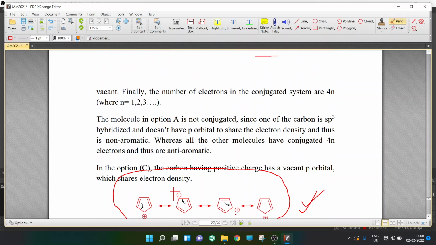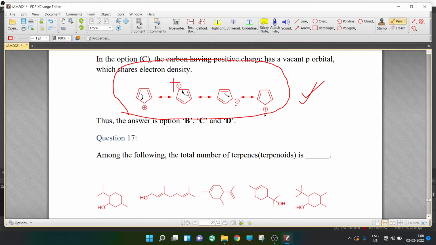Same way, if I look at this, what happens here? If it is here and here, sorry, so this moves here and this moves here, so this is again a conjugated system. This is again a conjugated system. Okay, so these are the two conjugated systems.